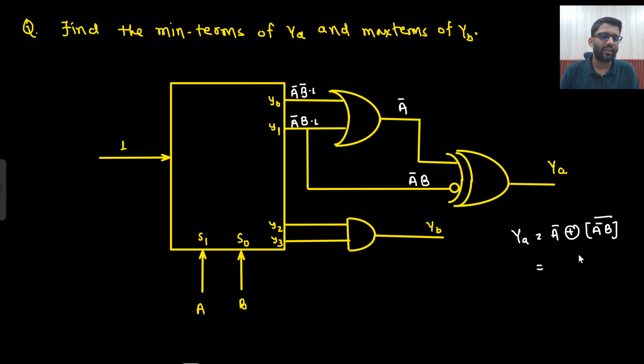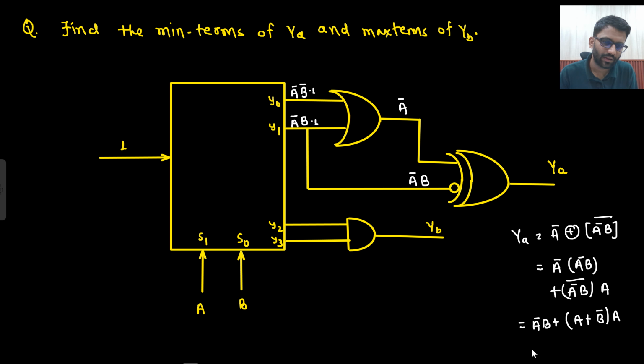You can make it an XNOR gate, but why should we make it an XNOR gate? Let's solve it directly. What could be the easier way? If I do A plus B here, it would be of no use. So let's just solve it. First as it is, bar of second, plus second as it is, bar of first. So what I am getting here is A bar B plus A plus B bar into A.